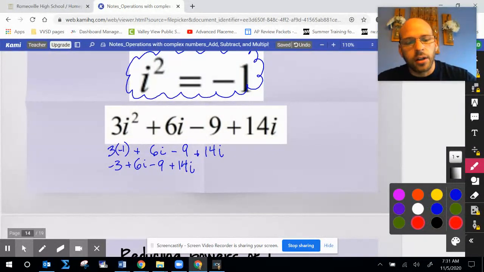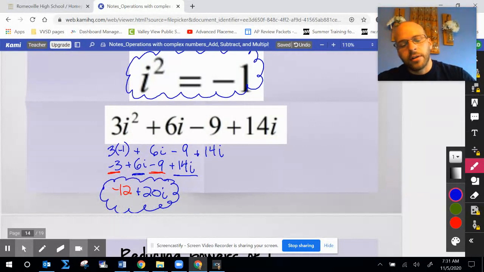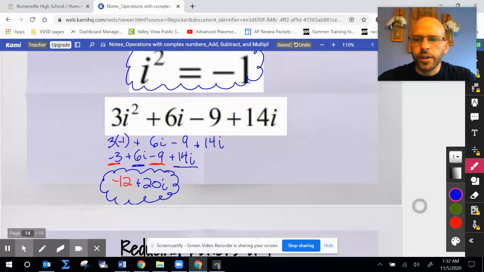Now we can collect our like terms together. The negative 3 and the negative 9 is a negative 12. And the 6i and the 14i is a 20i. And there is my complex number. Okay, so I have a few of these.